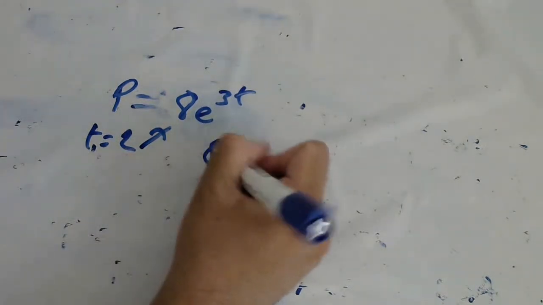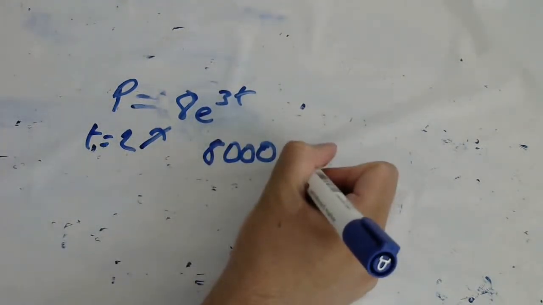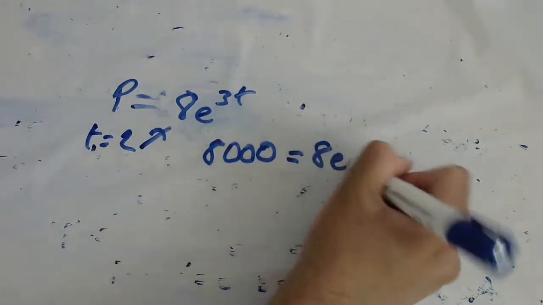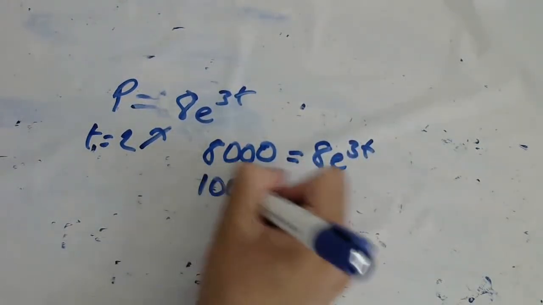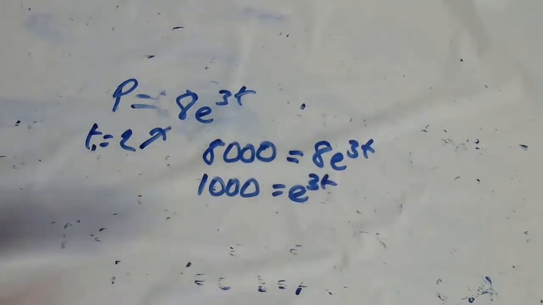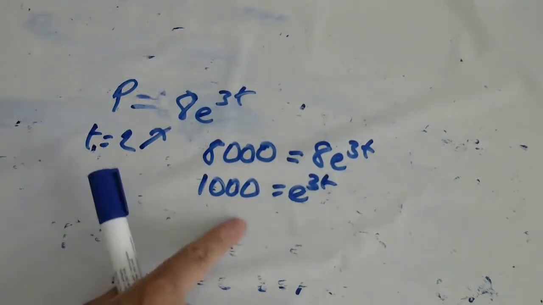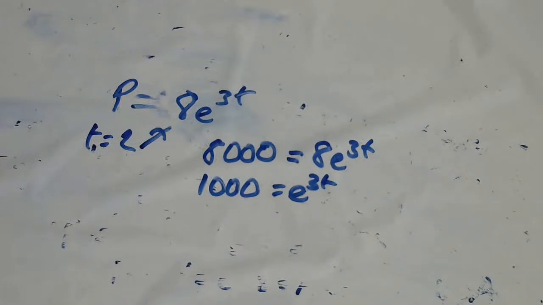Find the time when the population will be 8,000 times its starting value. So then you do the equation 8,000 equals 8 e to the 3t. So then 1,000 equals e to the 3t, and just solve that using logs. Does anyone need an explanation of how you'd solve that? Happy to do it. I'll wait a second in case anyone does.